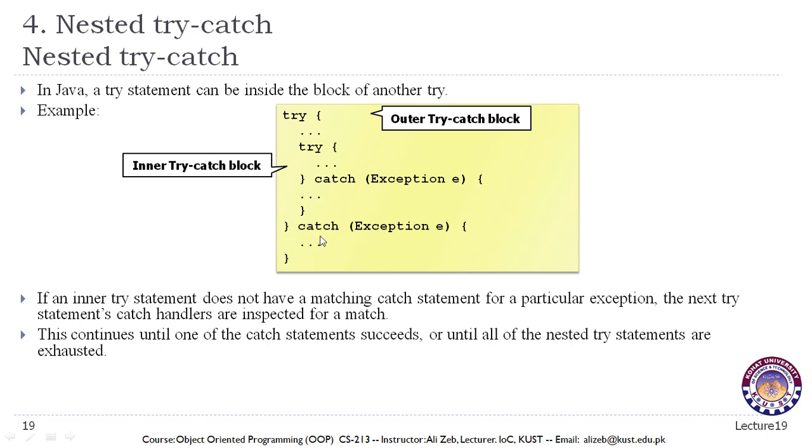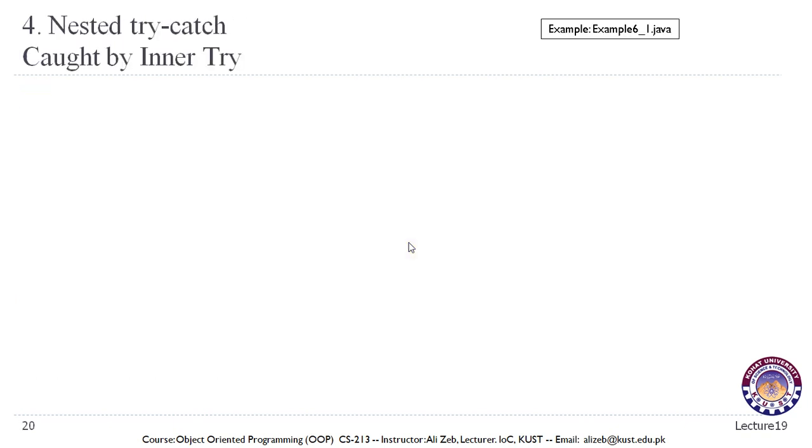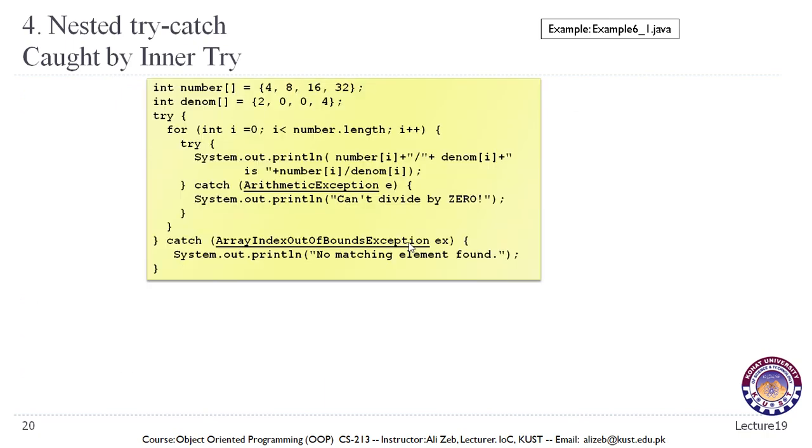If a matching exception handler is found, then the exception will be handled. Otherwise, the program will be terminated. If no catch statements match, then the Java runtime system will handle the exception. In that case, our program is terminated. For example, we have an example where an exception is caught by the inner try.